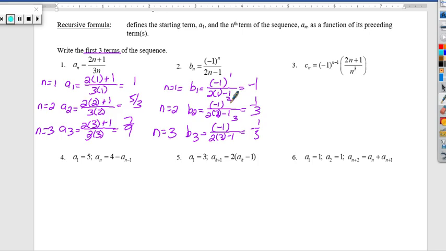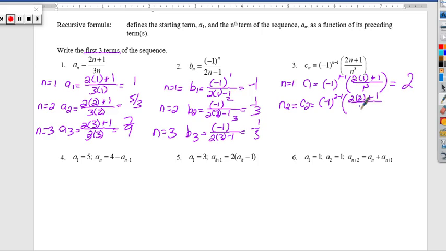All right, looking at problem number 3, we let n equal 1. So c sub 1 is going to be negative 1 to the (1 minus 1) all over (2 times 1 plus 1) all over 1 cubed, and that gets us 2. Then we let n equal 2. So we have c sub 2 is going to be negative 1 to the (2 minus 1) all over (2 times 2 plus 1) all over 2 cubed, and that gets us minus 5 over 8.